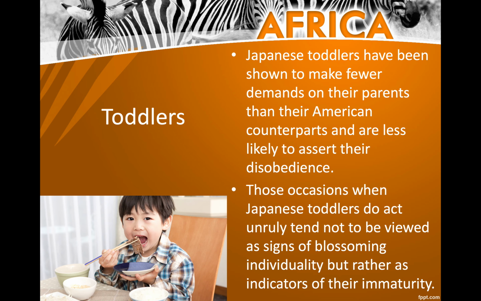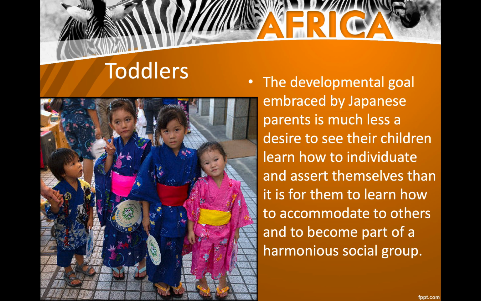Japanese toddlers have been shown to make fewer demands on their parents than their American counterparts, and are less likely to assert their disobedience. These occasions when Japanese toddlers do act unruly tend to be viewed not as signs of blossoming individuality, but rather as indicators of their immaturity. So in the United States, if a child acted out, we would see them as seeking autonomy, and in Japan, it would be an act of immaturity. So it's a definition of terms.